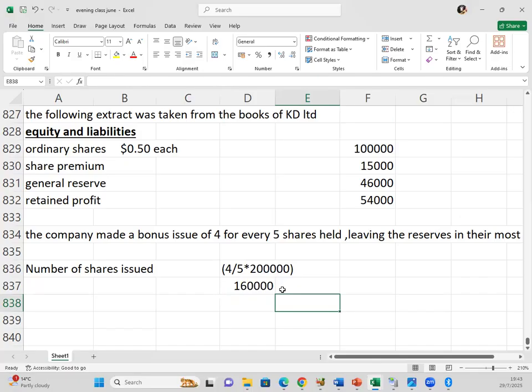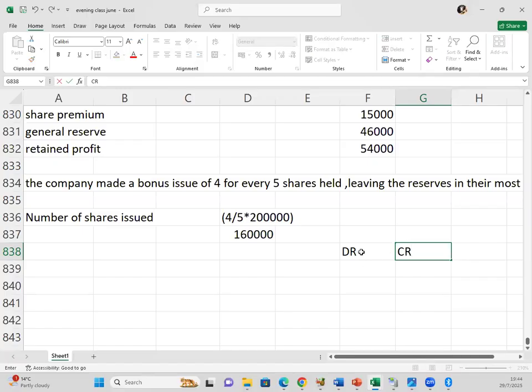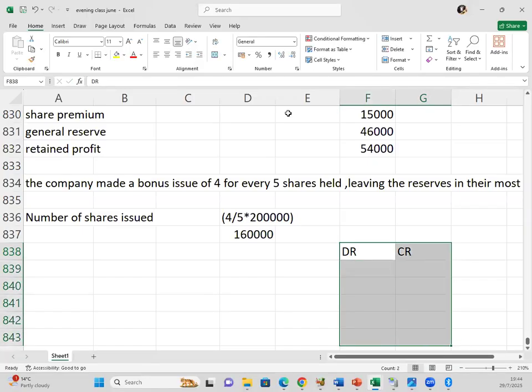So the shares for the bonus issue is 160,000. So these are the number of shares. But when we are recording the bonus issue, we are going to debit, and we are also going to have the credit balance there. Now pay extra attention for this part.